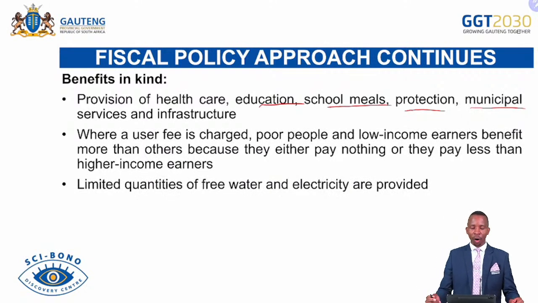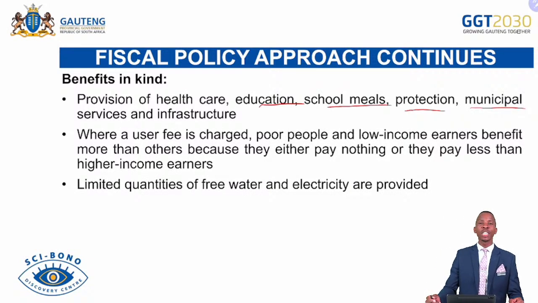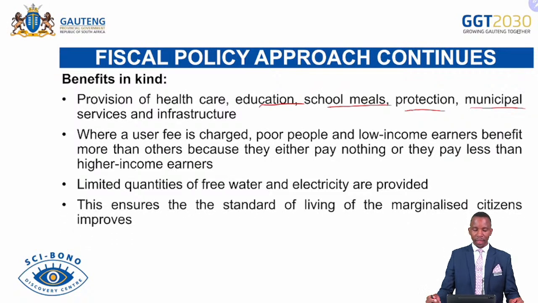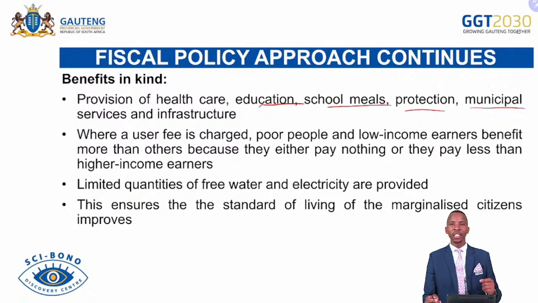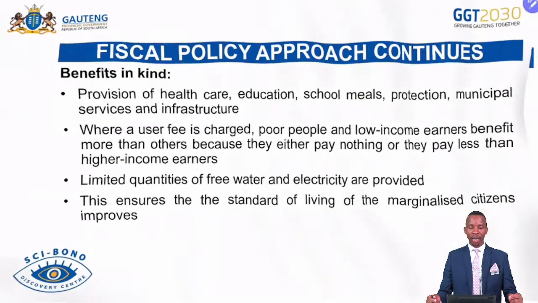Limited quantities of free water and electricity are provided by the state. This ensures the standard of living of marginalized people is improved. By making the provision of these public goods and services free or with user charges, this improves the living standard for the country's inhabitants.